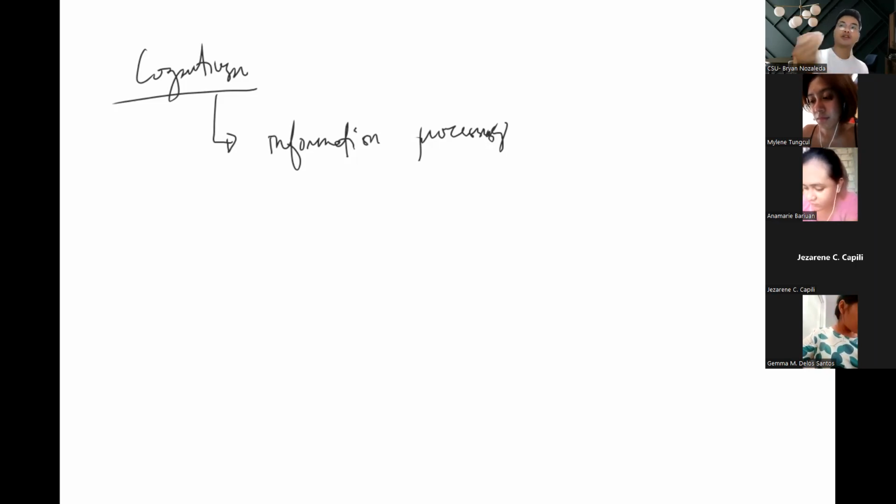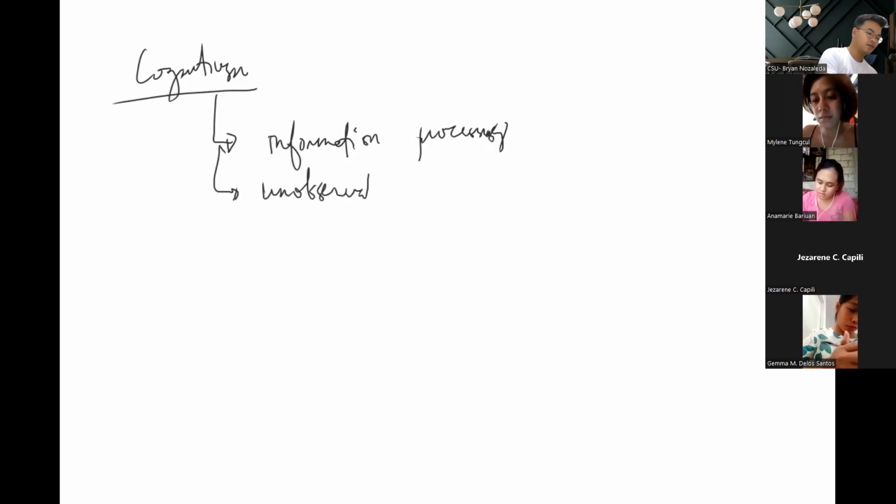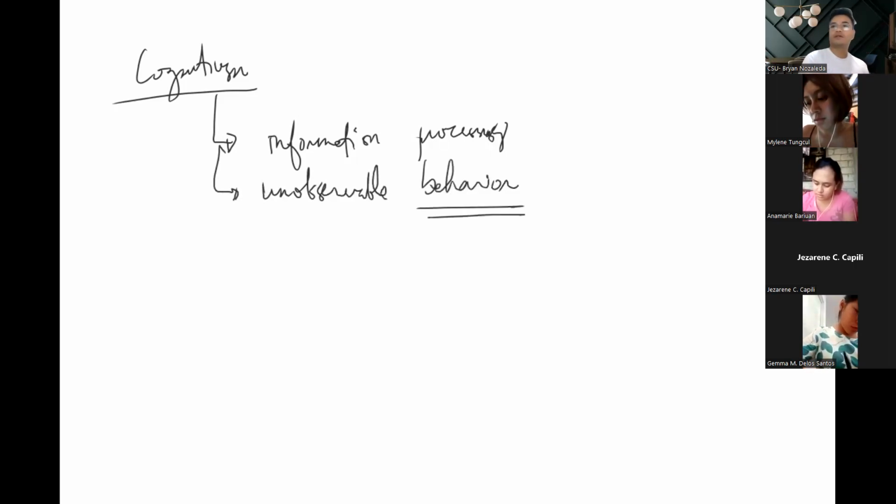Hindi mo siya na-observe. Okay? You cannot observe it. Unobservable behaviors. Unobservable behavior. For example, memorization.